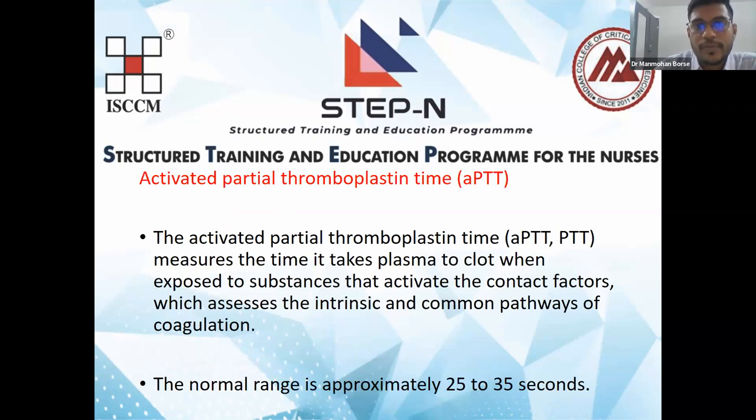Activated partial thromboplastin time, which is nothing but APTT. What does it reflect? It measures the time it takes plasma to clot when exposed to substances that activate the contact factor, which assesses the intrinsic and common pathway. So APTT is nothing but an assessment of your intrinsic pathway. Okay, so what all the clotting factors involved in the intrinsic pathway? Factor 12, 11, 9, and 8. Okay, so the normal range for the APTT is 25 to 35 seconds.